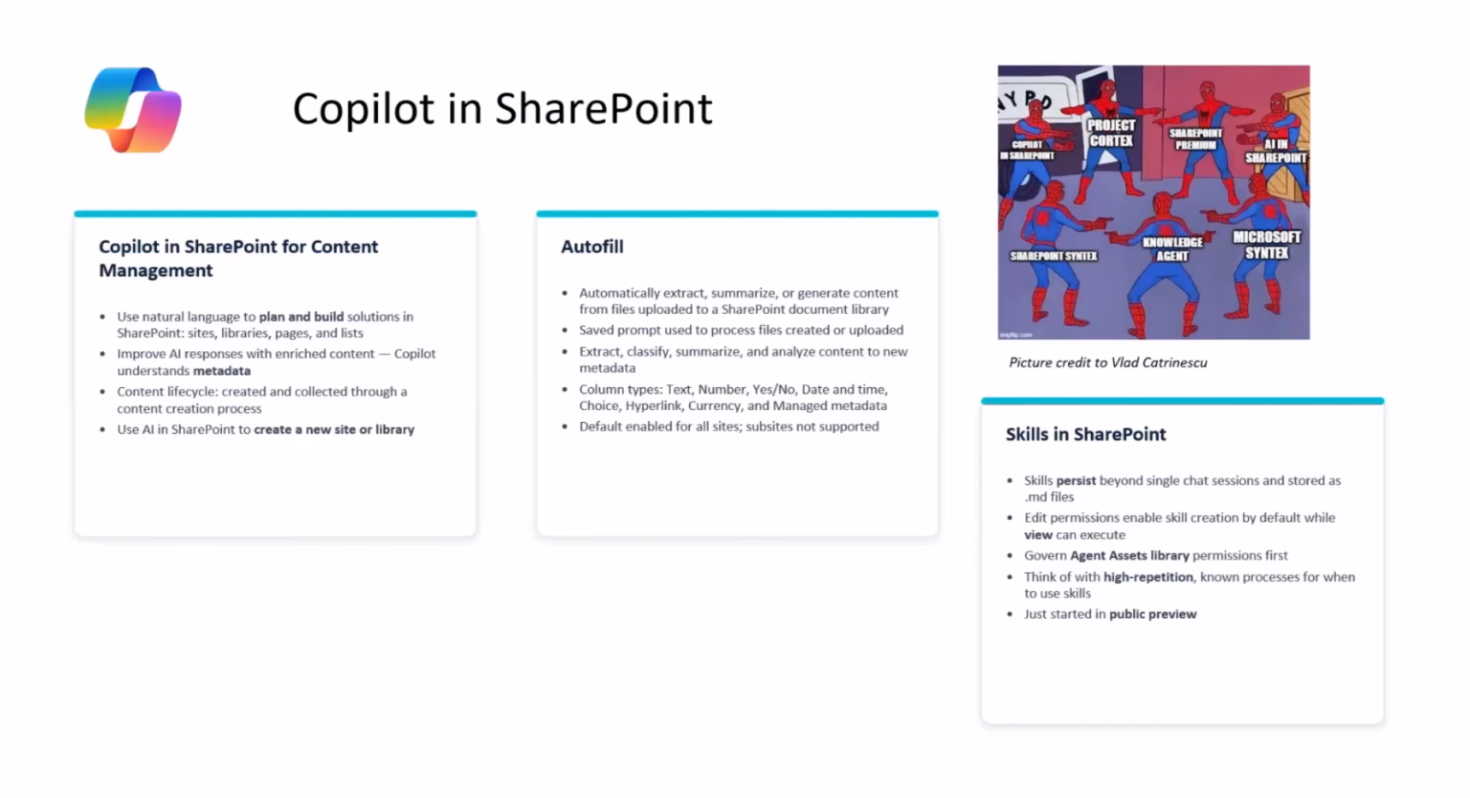So Copilot in SharePoint, this has been renamed, as I mentioned. It used to be called AI in SharePoint, previously Knowledge Agent, and previously SharePoint Syntex, SharePoint Premium, a lot of different names. But I hope the capabilities, I've used all of them. I've used the content management features to be able to create list libraries, but probably I won't show you how I've done it, just the output because of time.